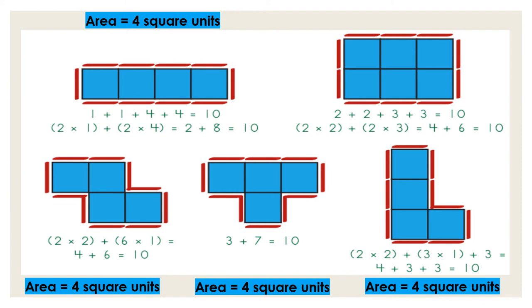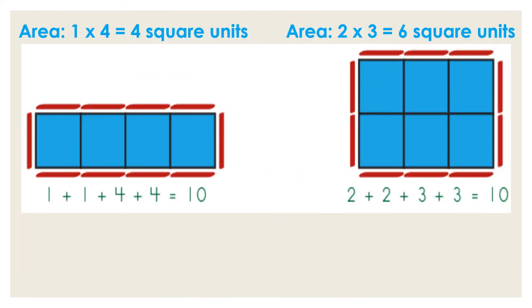This tile arrangement in the upper right-hand corner has an area of 6 square tiles. We see 2 rows of 3 tiles each. 2 times 3 equals 6 square units. Let's focus on these two designs. Both are rectangular arrays.